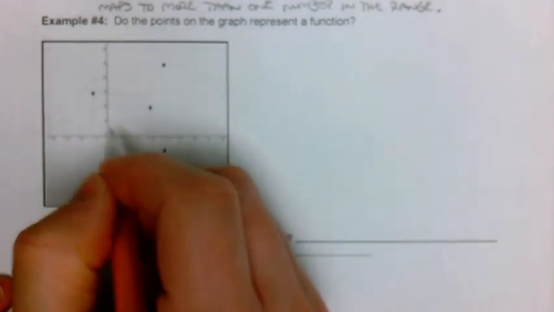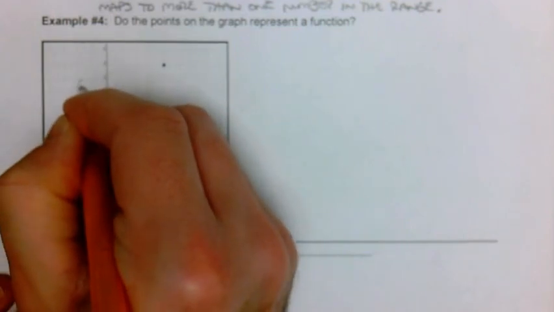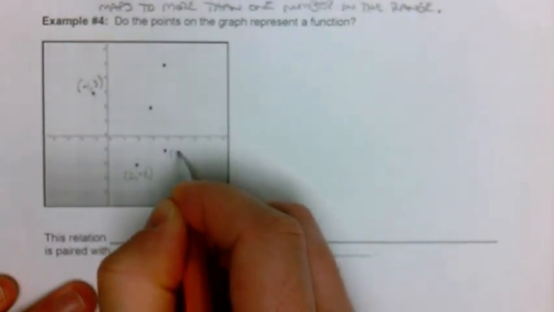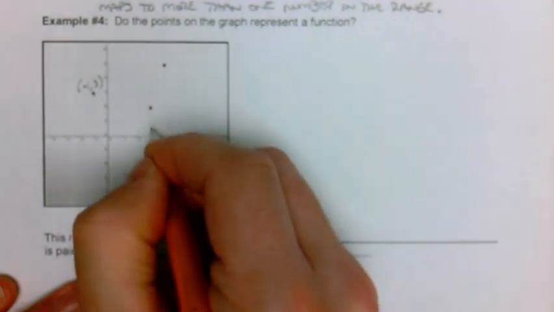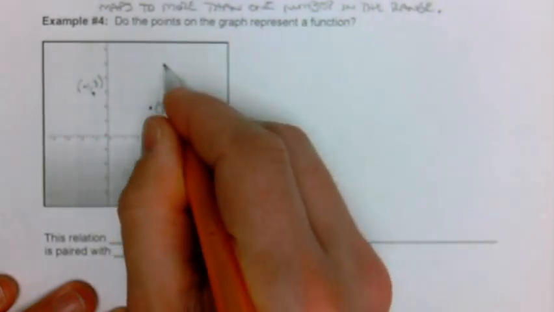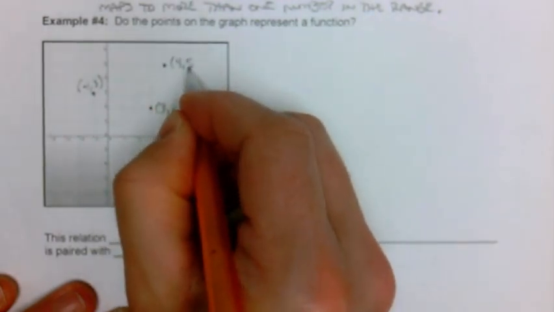This point right here is at (-1, 3). Then this point down here is at (2, -2). This point here is at (4, -1). This point here is at (3, 2). And then this point up here is at (4, 5).